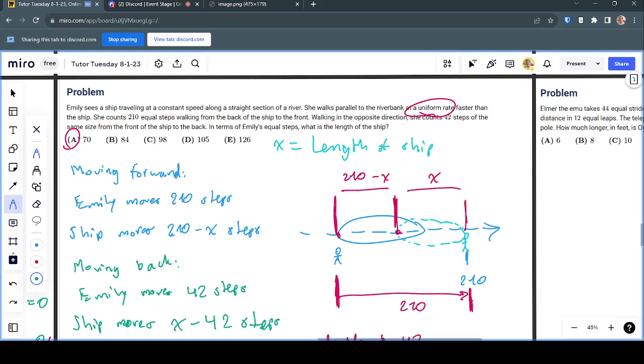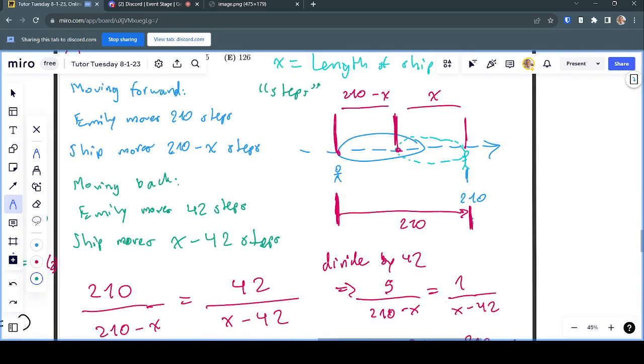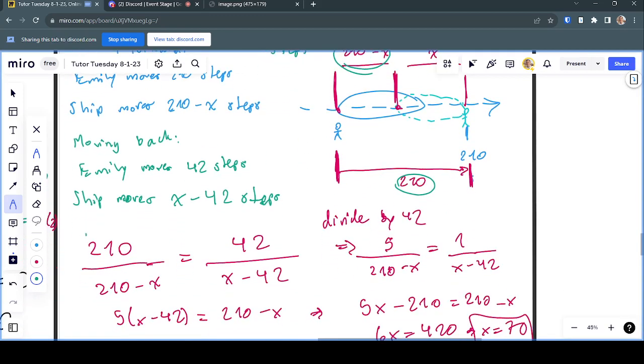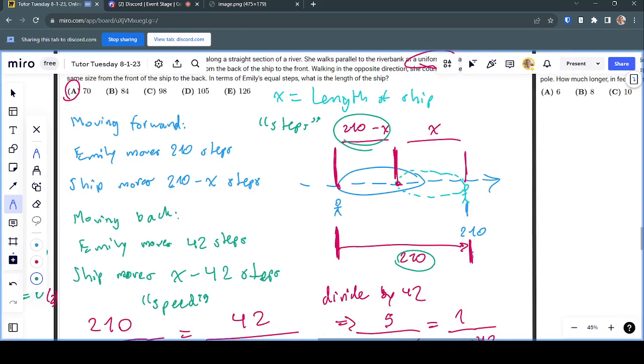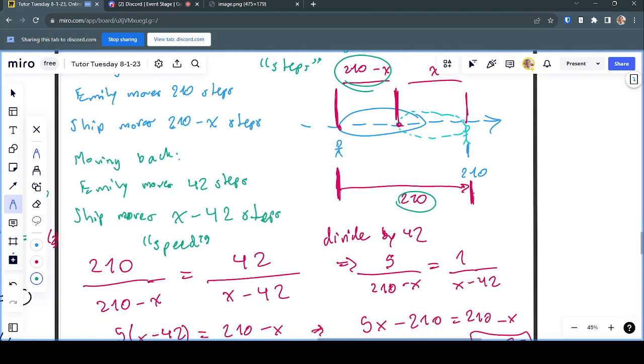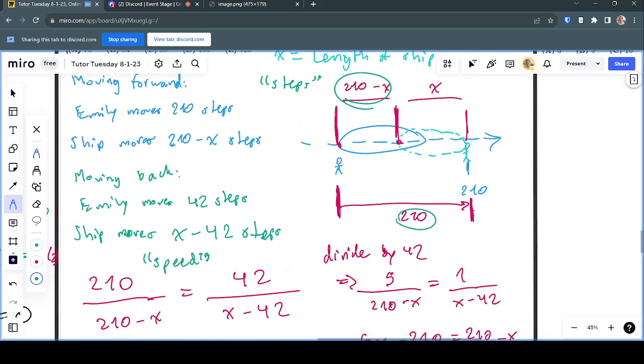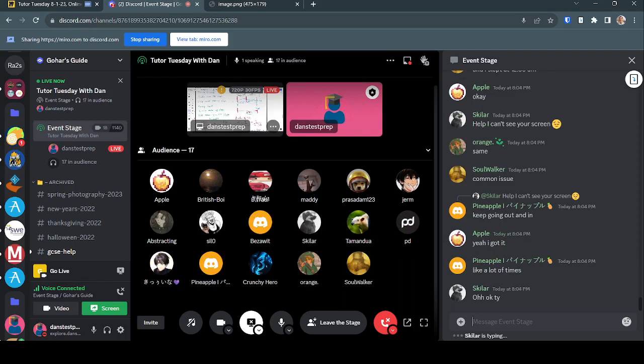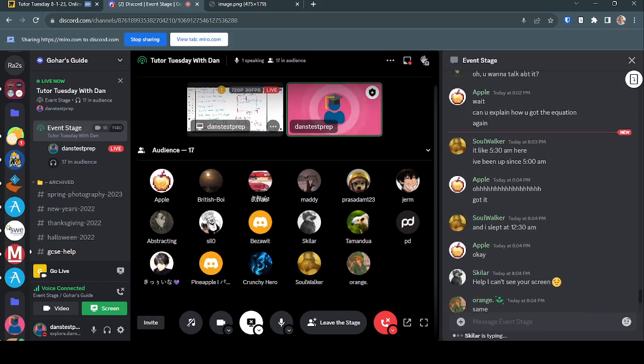But just counting the number of quote-unquote steps that the ship has moved forward, it's only moved forward 210 minus x, whereas Emily moved the full 210. Then I can put that as a ratio, the ratio of Emily's steps to the ship's steps, and that will give us sort of a speed. And I just do the same thing moving backwards, except moving backwards, she moves 42 steps, while the ship has moved x minus 42. We kind of flip it going backwards. Make sense?